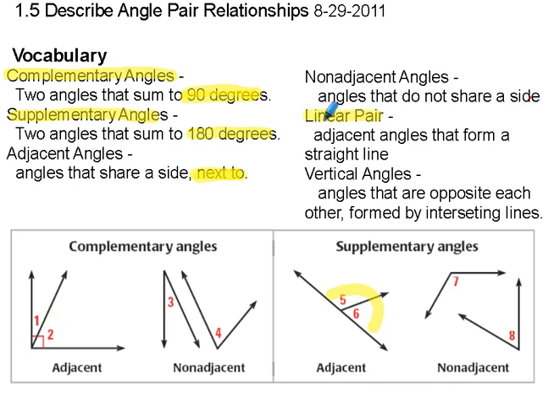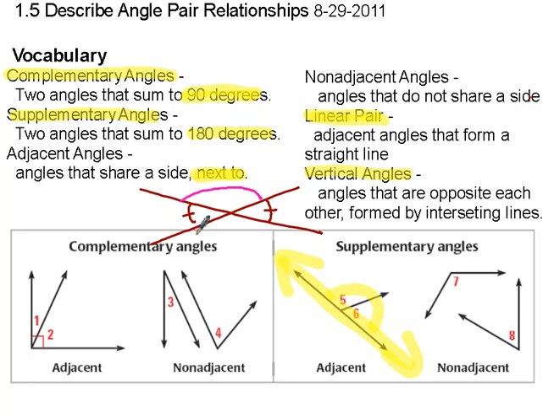Linear pair, very similar to supplementary. Two angles that form a straight line. They're also supplementary and will add to 180. Vertical angles. Ooh, we don't have a drawing of that here. Let's see if we can get a drawing of that. Vertical angles are formed by two lines, and they're angles that are simply opposite to each other. They will also be congruent. Here's another pair of vertical angles, opposite to each other, and are congruent, meaning they're the same size.